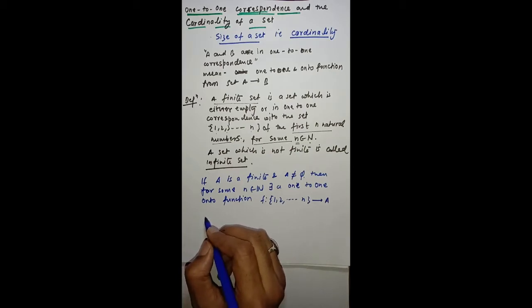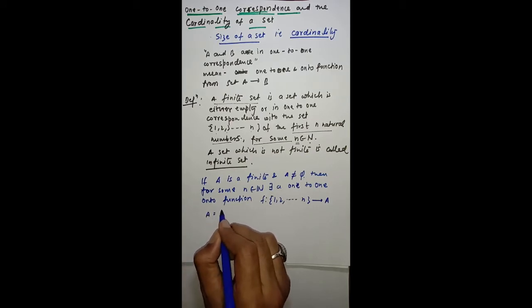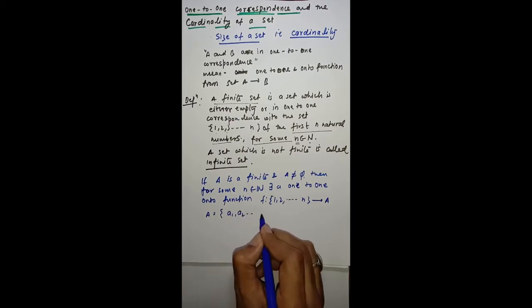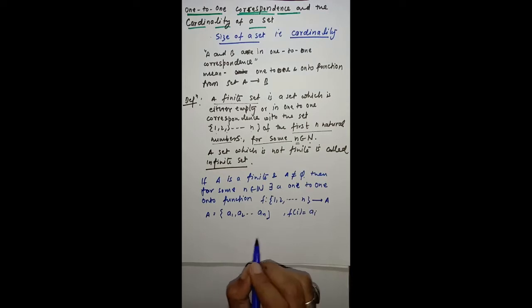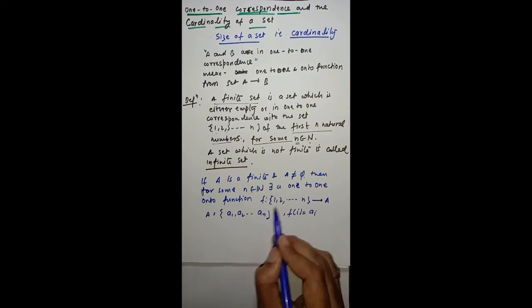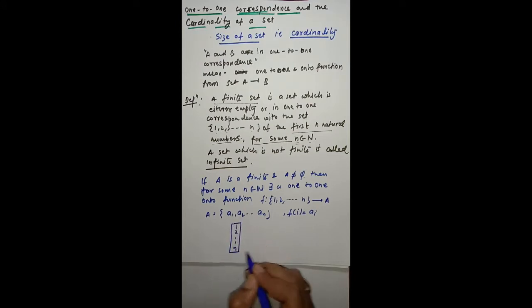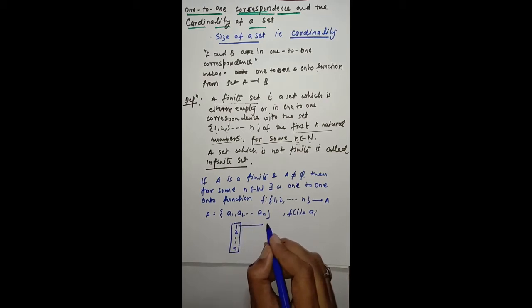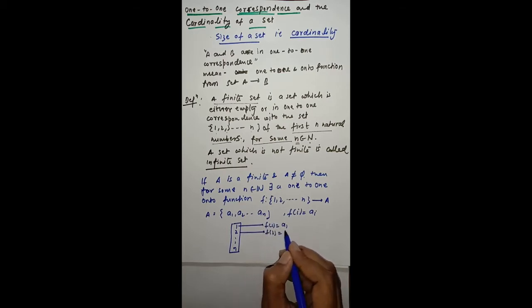This means the set A is equal to {a1, a2, ..., an} if we suppose f(i) is equal to ai. For 1 we get a1, for 2 we get a2. That means we have the set of natural numbers 1, 2, up to n. The image f(1) is equal to a1, f(2) is equal to a2, f(n) is equal to an. This is the set A.